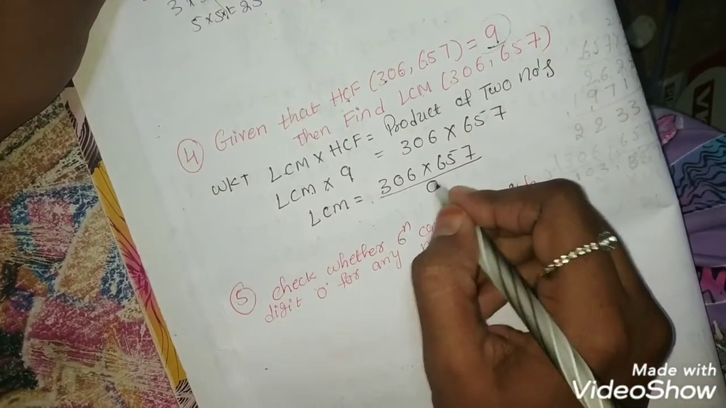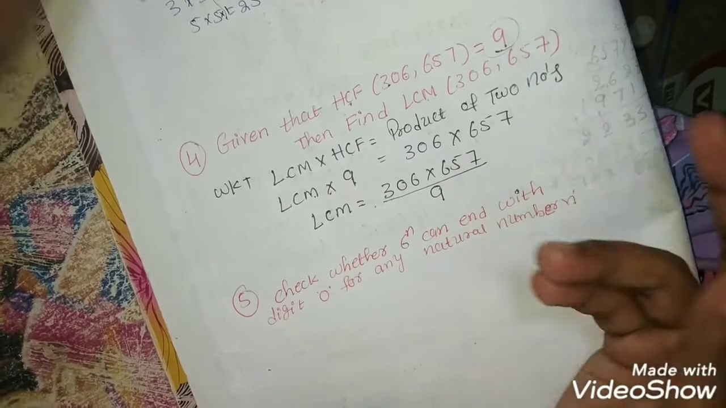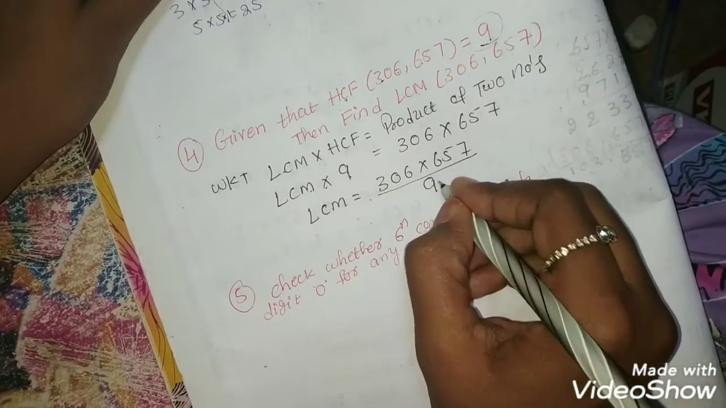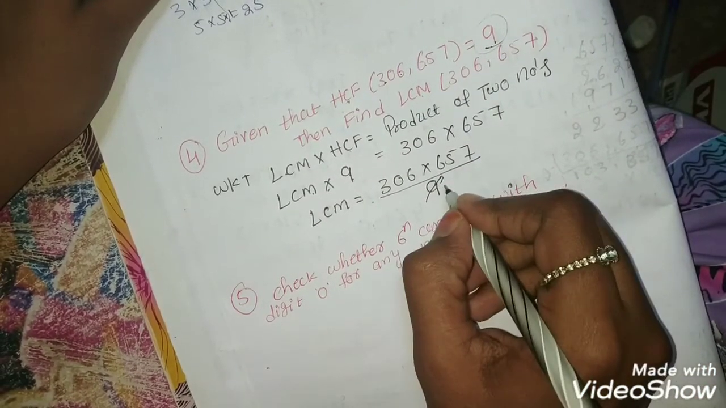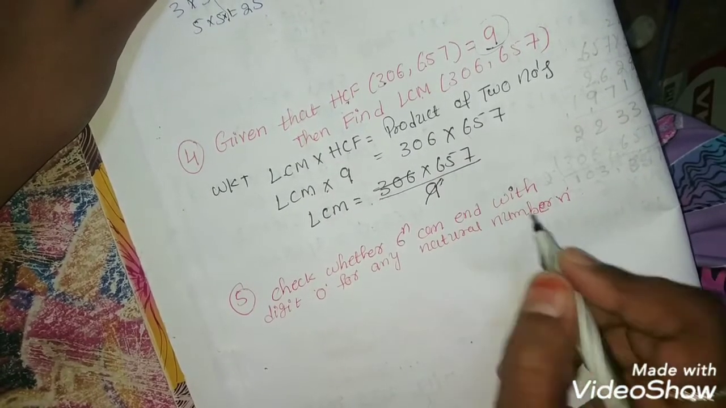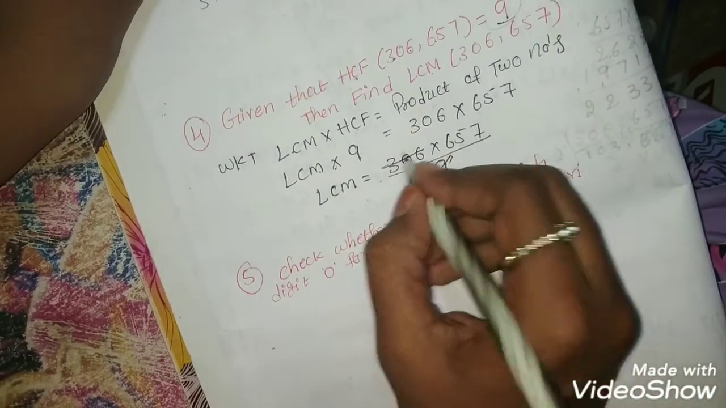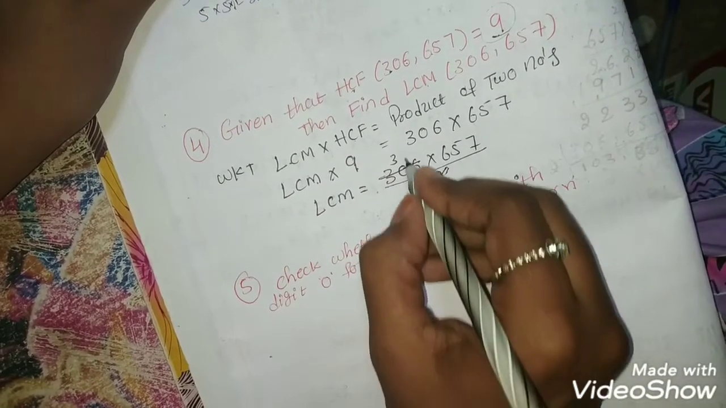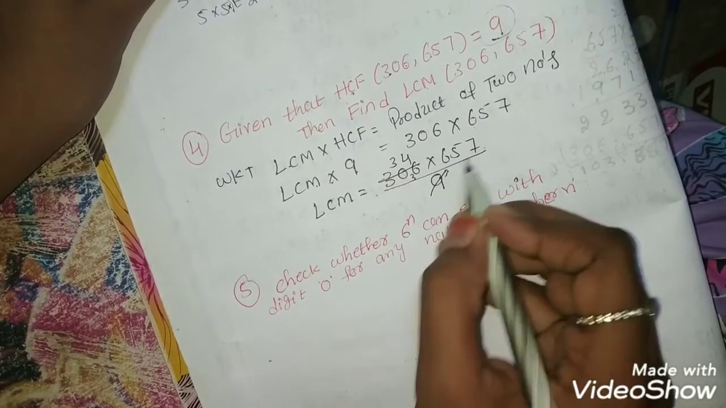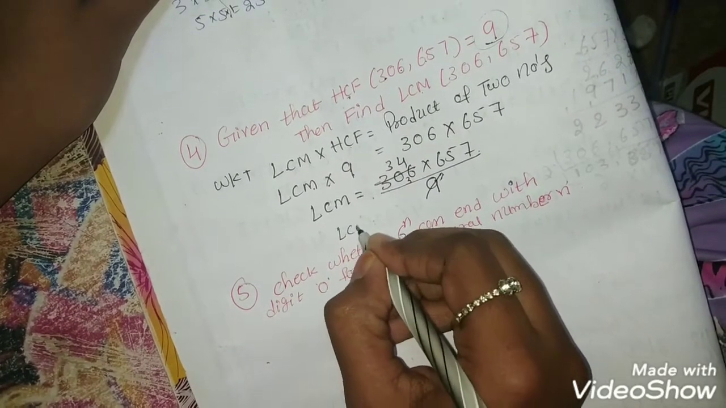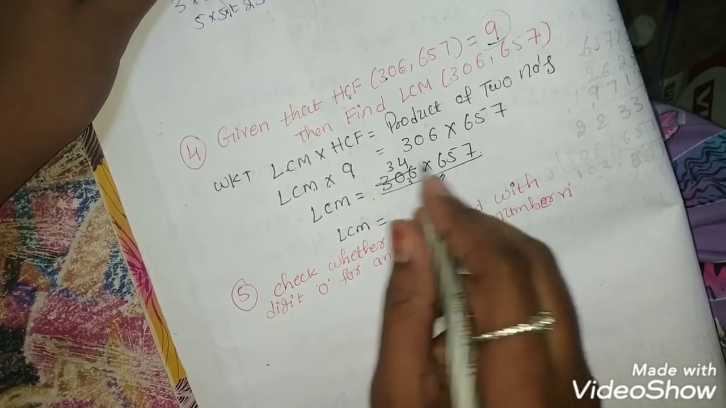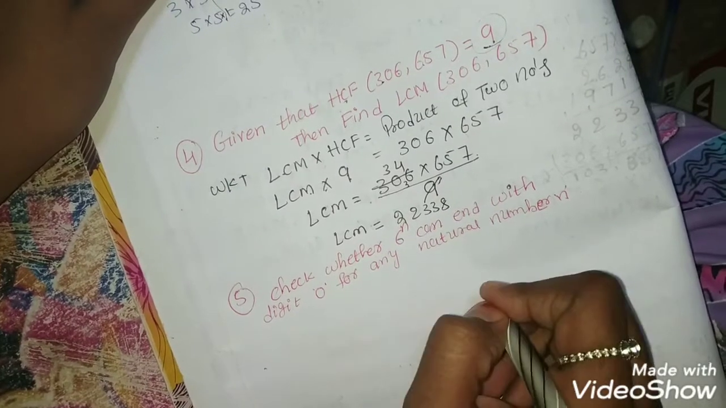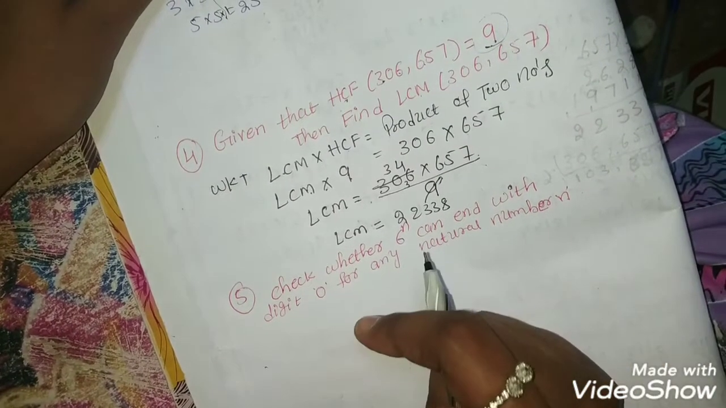If you cancel these things, we get our solution. Simple. We get our answer. If you cancel this 9, 9 3s are 27, we get 3 here. 9 4s are 36, so 34. If you multiply 34 into 657, we get 22338. Already I did this. If you have any doubts, you can clear that.